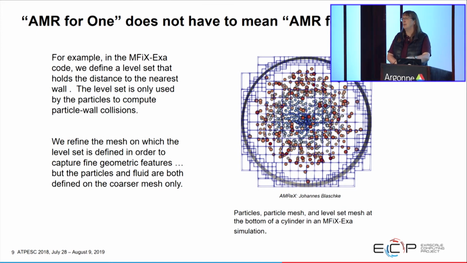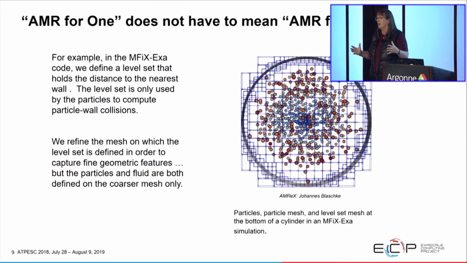In this case, what we're doing is we want to resolve the geometry. We're doing that with the level set, so we do that with the fine grid. But the flow and the way we organize the particles, we can keep on a coarser mesh. So we have two different uses of resolution there.